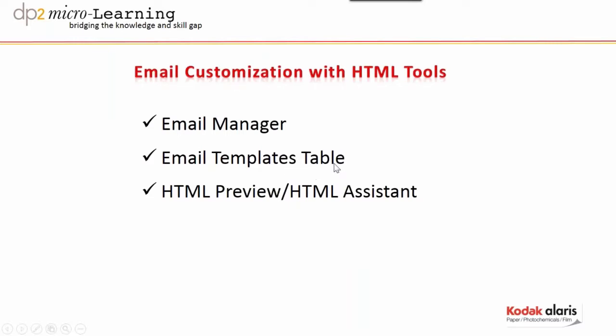This is where you're going to load your default Kodak Alaris dp2 supplied emails that come with version 20.3. This is also where I'll show you how to start the customization process for your own emails. Then from the email templates table, we double click on a record that opens up the HTML preview and HTML assistant tools.